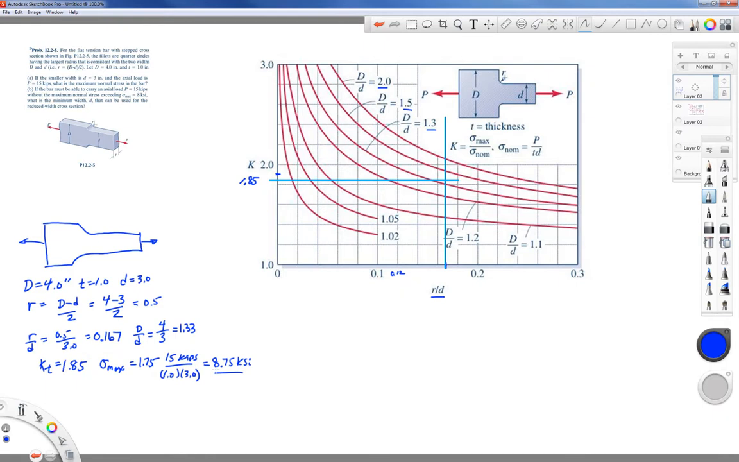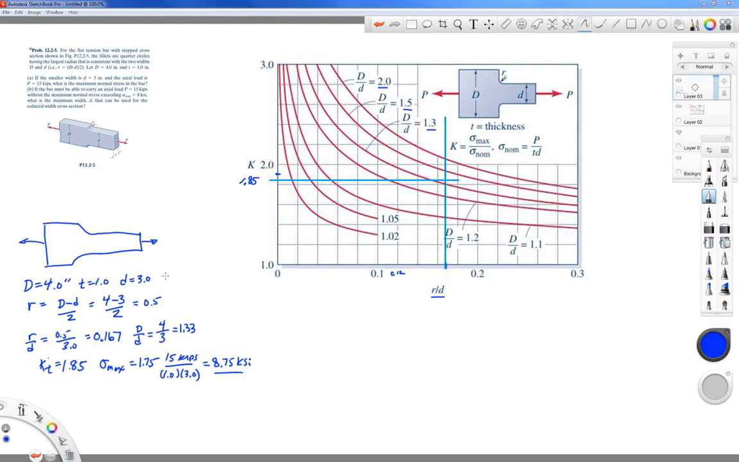Now for part B, it says if the bar must be able to carry an axial load of 15 kips without the maximum normal stress exceeding 8 KSI, what is the minimum width that can be used for this reduced width cross-section? So we're going to have to change this dimension little d until we get the right combination of values that gives this stress of about 8 KSI.